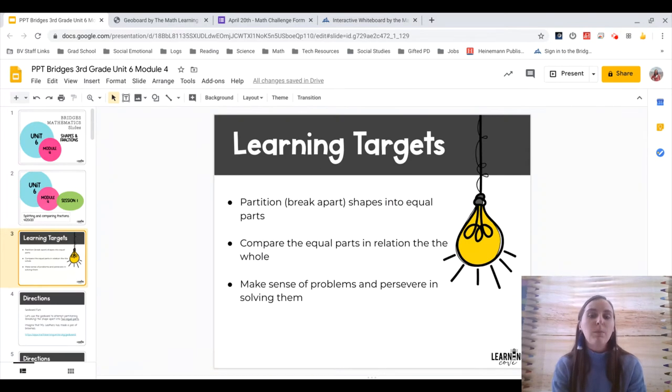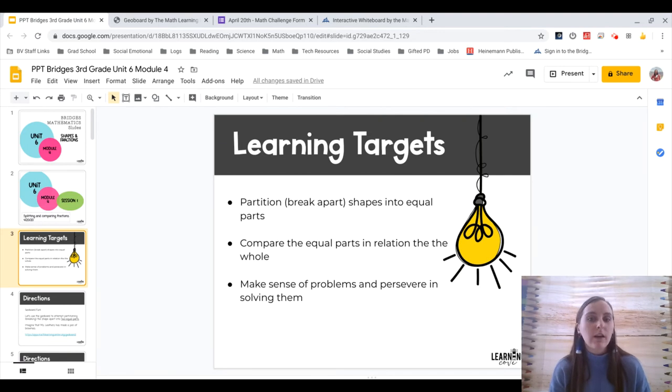We are going to practice partitioning, or breaking apart shapes into equal parts. Think about how the word partition has part in it, so that can help you to remember it just means breaking. I also want us, after breaking those parts, to be able to compare them to the whole. So thinking about greater than, less than, or equal to in terms of fractions.